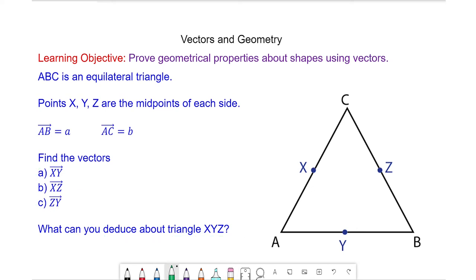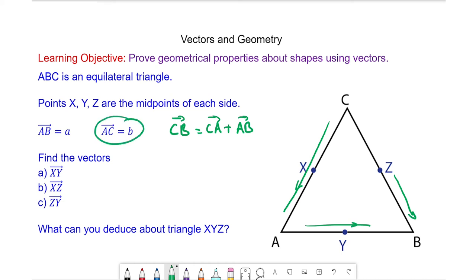Okay, before we begin, I'm going to work out the vector C to B. This will be needed when I travel along here. So C to B is C to A plus A to B, which is down here and across. And in the question, we're given that A to C is B, so this will be minus B. And A to B is A, so this is positive A. So C to B is A minus B.